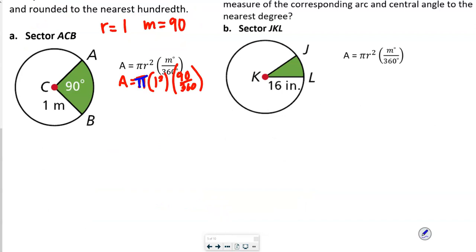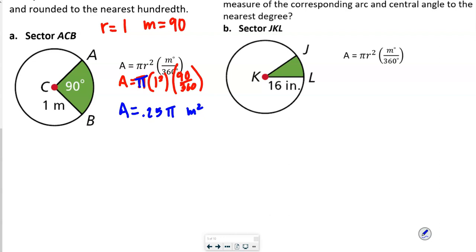We're going to get an answer with pi in it, and then we're going to get an answer without pi in it. So this time, you got 0.25 pi, right? And again, that's meters squared. Okay, now I need you to listen to me. In most cases, you're never going to see an answer like that. So we need to change that into a fraction.